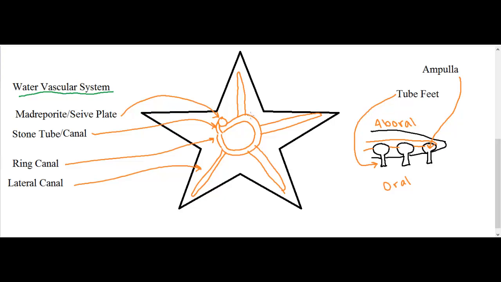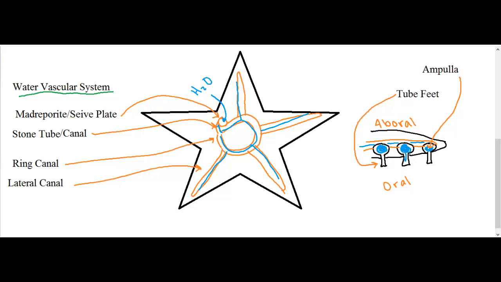So now that we have the basic anatomy of the water vascular system laid out, I want to walk you through how the water moves through this system and what it's going to be doing. So water is going to enter the sieve plate or the madreporite. Water will then travel down the stone canal and around the ring canal, where it is forced down the lateral canals. In the lateral canals, the water will reach and enter the ampulla. The ampulla keep water in them really at all times. The water vascular system is always functioning in our starfish.